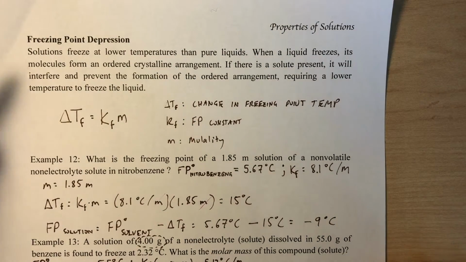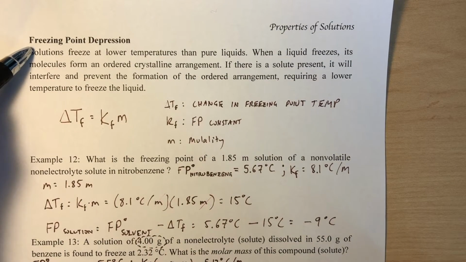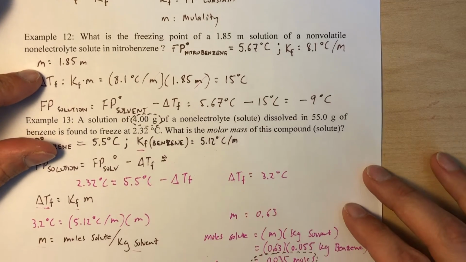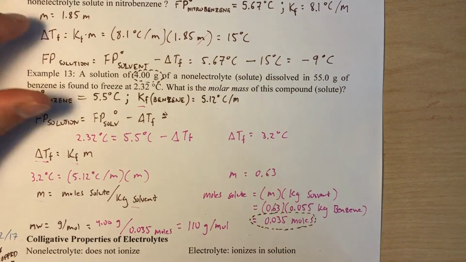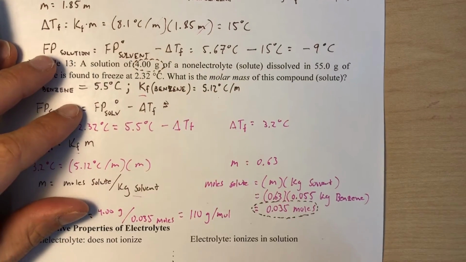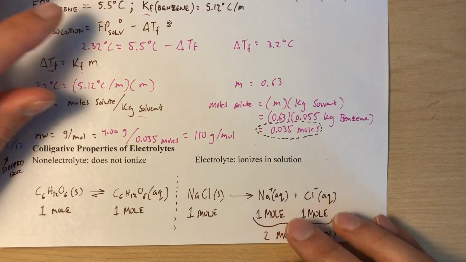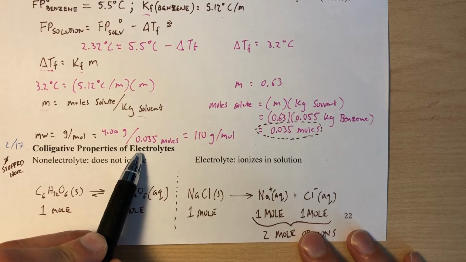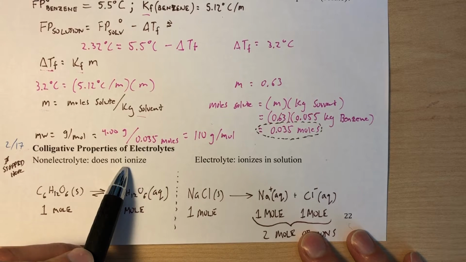Good afternoon, class. We're going to continue with our discussion of freezing point depression. Where we left off last class was discussing examples of how freezing point can change once you introduce a non-electrolyte solute. And today we'll discuss colligative properties once you start including electrolytes. And electrolytes are things that ionize in solution.